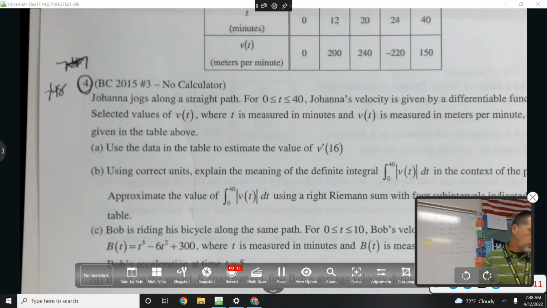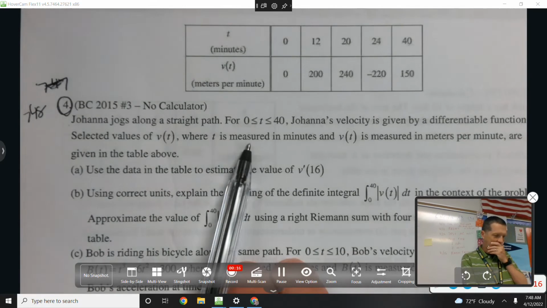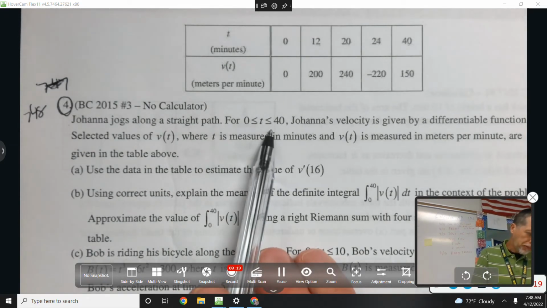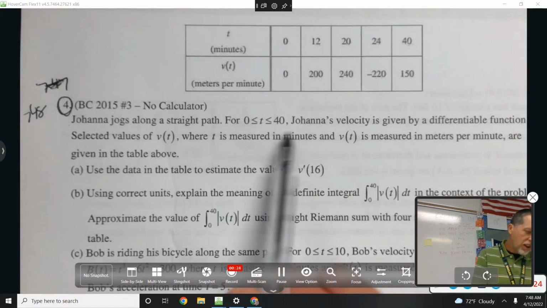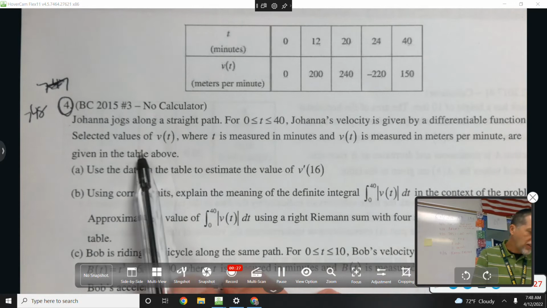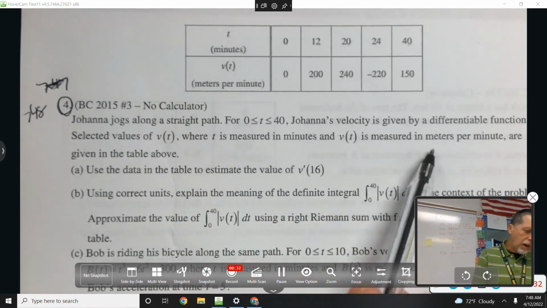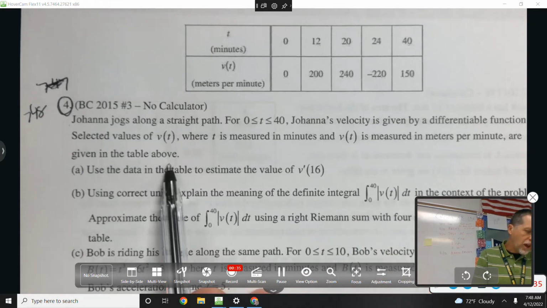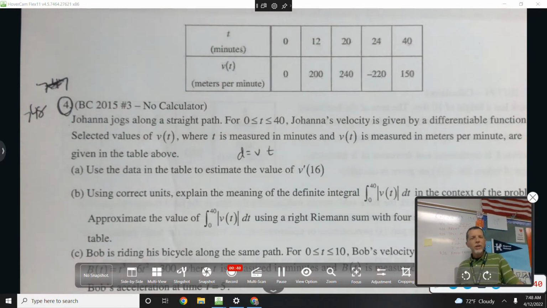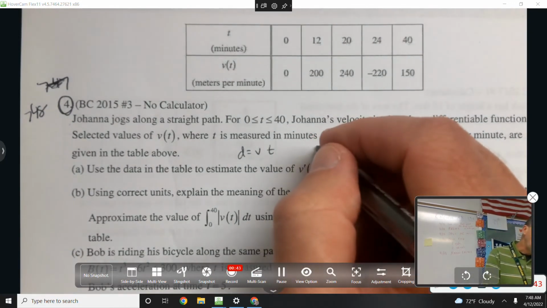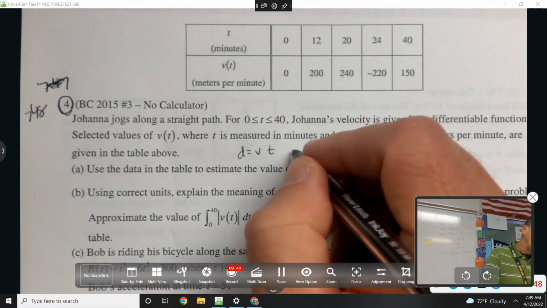So Johanna jogs along a straight path for 0 to 40. Johanna's velocity is given by the differentiable function. Selected values of v are up here. T is in minutes, v is in meters per minute, given in the table above. So like distance equals velocity times time, sort of. A better way to say it is the integral of velocity would give us displacement.